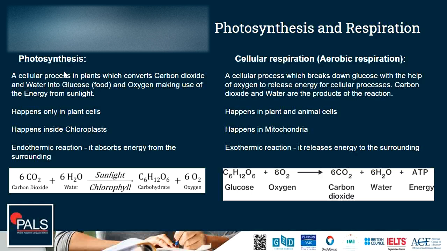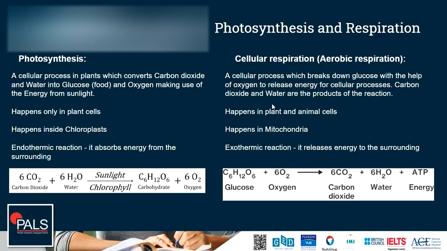Photosynthesis happens only in plant cells, and it happens inside the chloroplasts of the plant cell, and it is a so-called endothermic reaction because it absorbs energy from the surroundings, specifically absorbs light energy. We see the equation one more time. Carbon dioxide and water react to form glucose and oxygen.